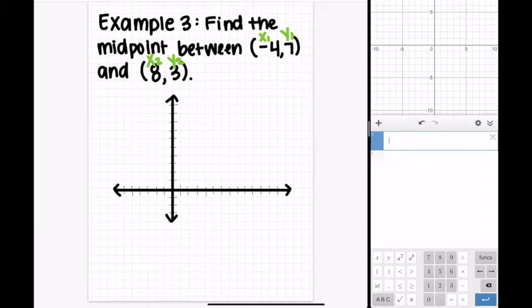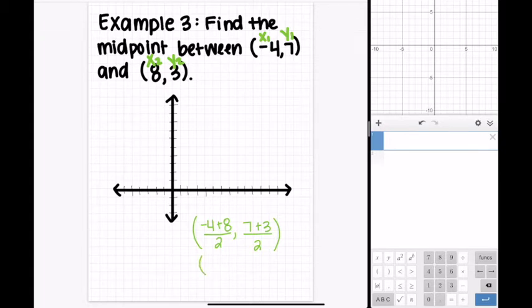So to find the midpoint, add the x's together. So -4 plus 8, and then divide that by 2. And then separately add the y's together. So 7 plus 3, and divide that by 2 as well.